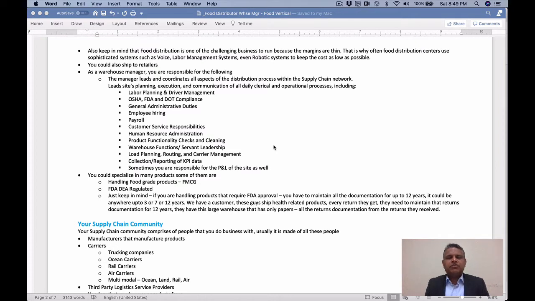So as a warehouse manager, you have all your daily stuff that you've got to do. Coordinate all aspects of the distribution process within the supply chain network, lead site planning, execution, and communication of all daily clerical and operation processes, including labor planning and driver management. I mean, we've worked with food distributors that have their own fleet of trucks. So in that case, the labor planning and driver management becomes very important.